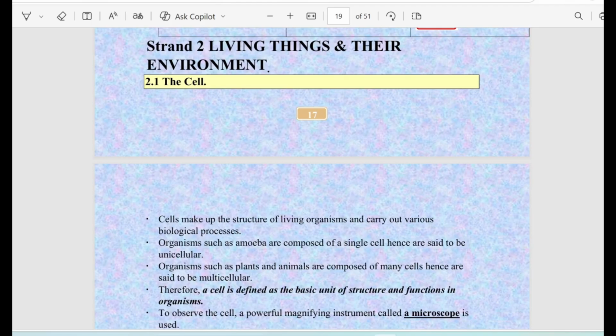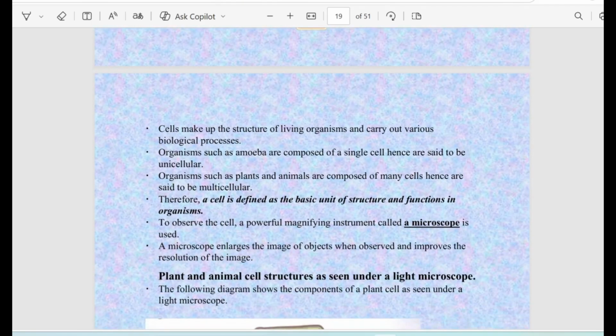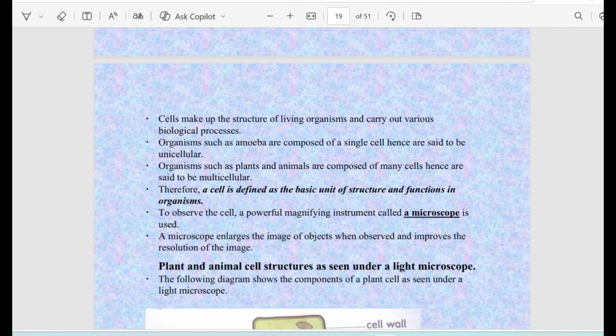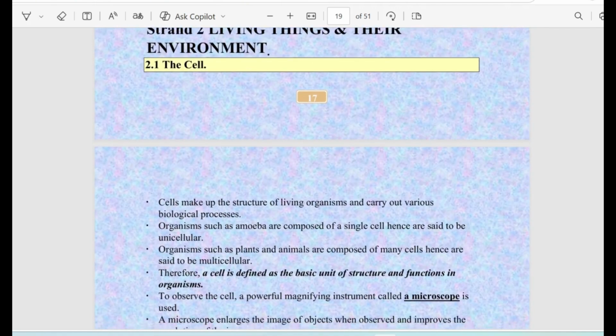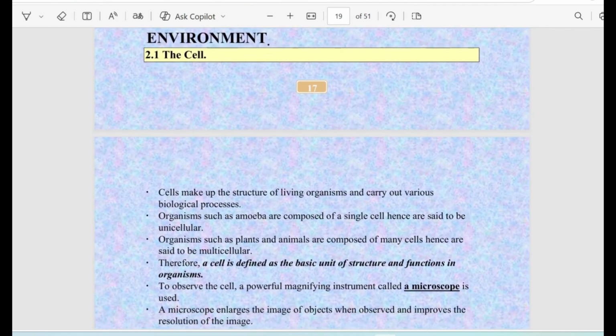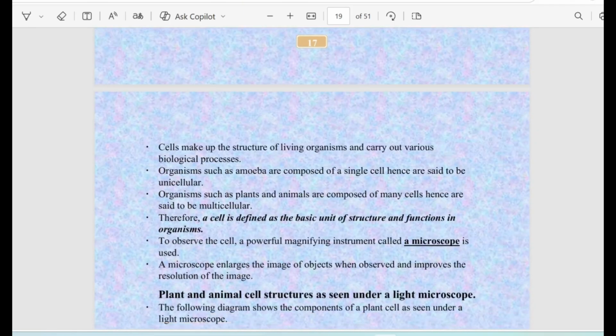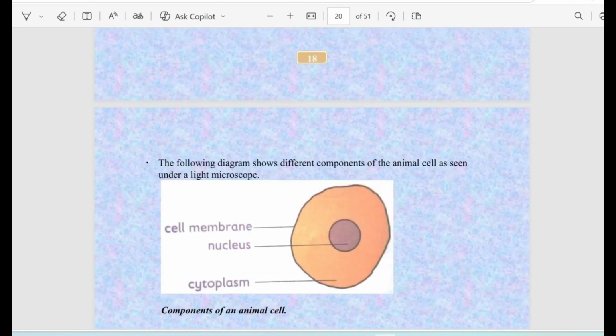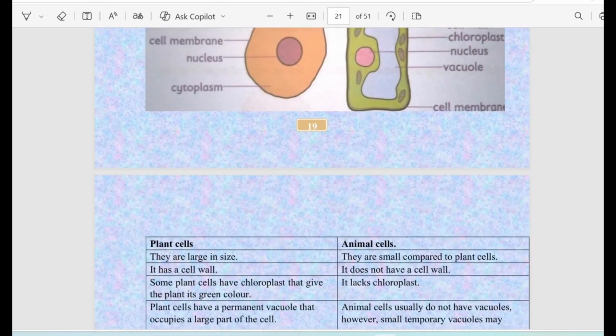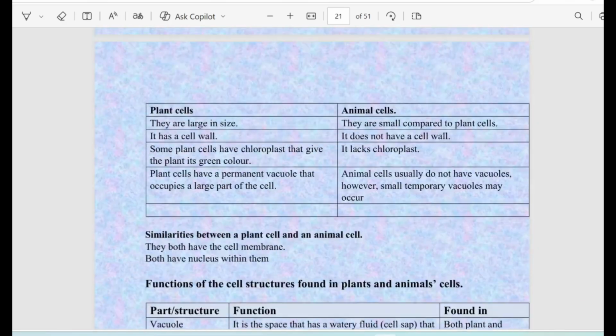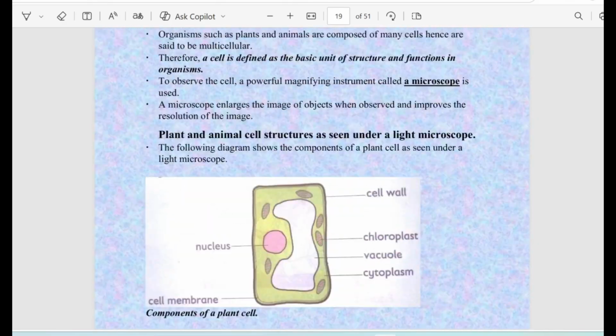So the topic that I want us to learn about is the cell, where we are going to define the cell. We are also going to learn about the structures found within a cell, differences between a plant cell and animal cell. We are also going to learn about functions of different structures. We're going to compare a plant cell and animal cell.